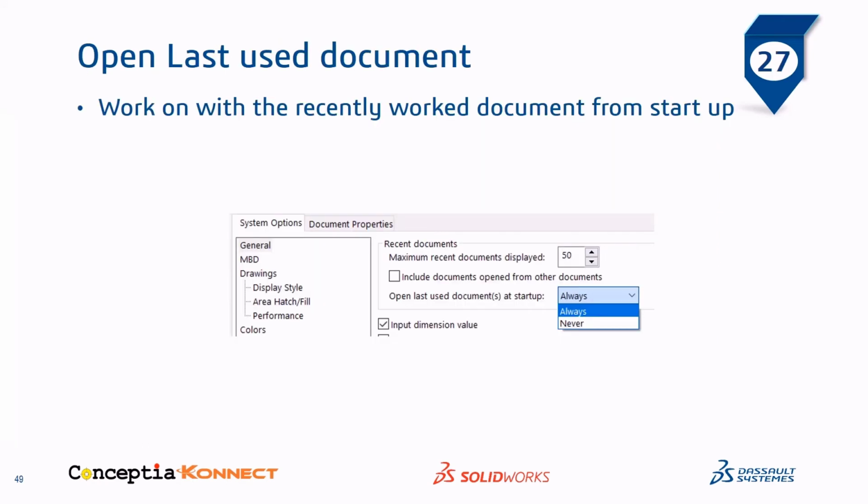Number 27. Open last used document. Work on the recently worked document from startup. To enable this, go to System Options, General, and activate Always under Open last used document at startup. If it's a big project and you are going to work on the same file till completion, you can use this option and save a lot of time.